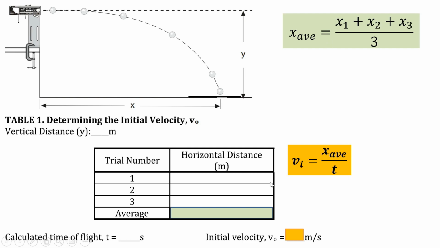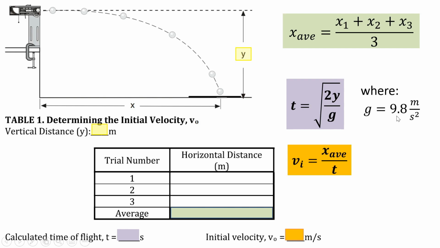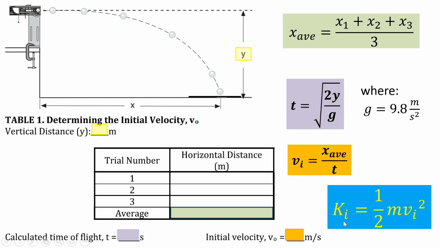So we have the average range now. And for the time, we will just have the square root of 2y over g, in which we will just determine the value of the height from the center of the ball to the ground. That is our y, or the vertical distance. And g is equal to 9.8 meters per second squared. So be mindful that the distances should be in meters. Once you get the average x and you also determine the time, we can now solve for the kinetic energy.